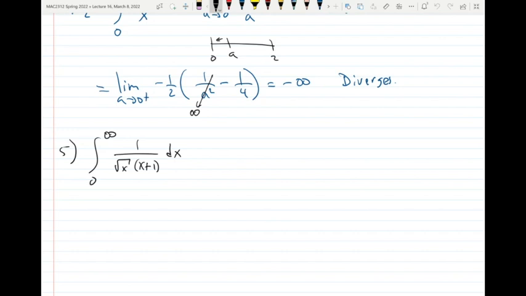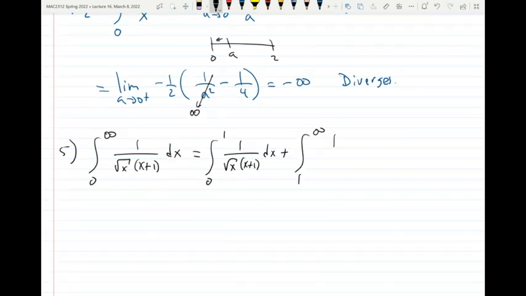We can split this in such a way that one piece will be a type 1, another piece will be a type 2. In this case, because the problem is at 0, and the other problem is infinity, just pick any number you want between 0 and infinity, and split the integral like so. I'm going to choose 1, because 1 is very comfortable to plug in when you calculate. But you can pick whichever is your favorite number. So I'm going to split this as the integral from 0 to 1 plus the integral from 1 to infinity.